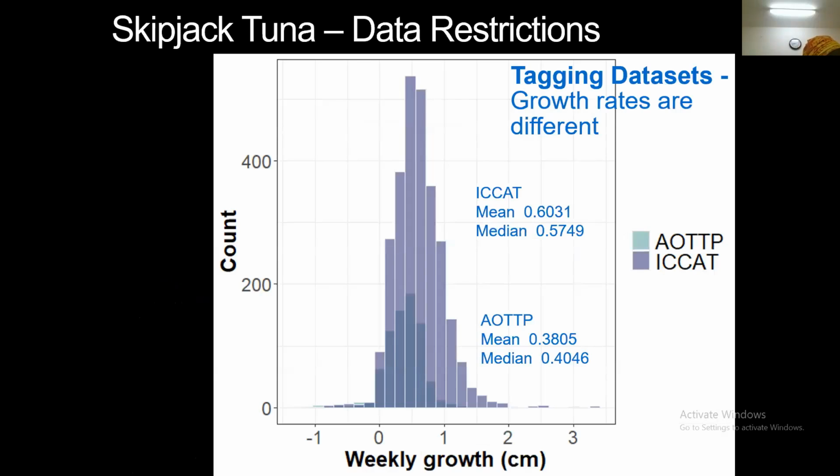Now, when we went to combine these two tagging databases, we noticed that the growth rates are different. So here is a histogram showing the weekly growth rate between AOTTP and ICCAT, where AOTTP are these green, which are less data, so they're shorter, and the purple is the ICCAT. And the mean and median from the ICCAT tagging data for weekly growth was higher than AOTTP.